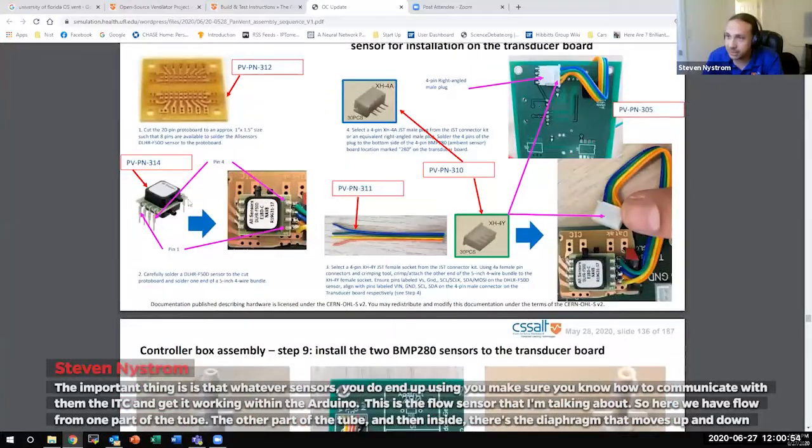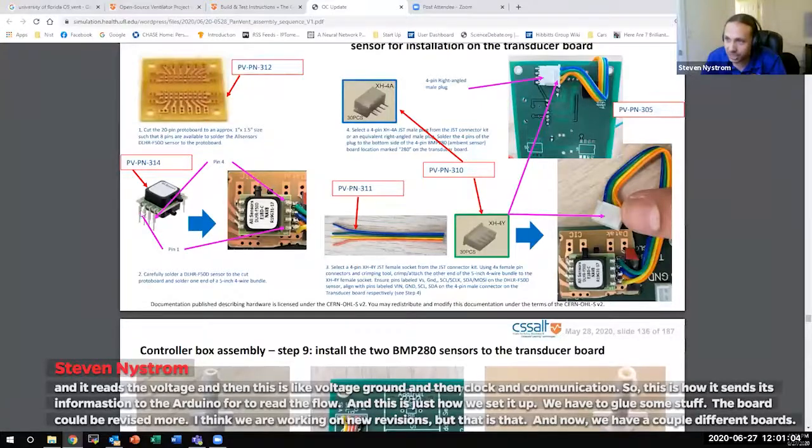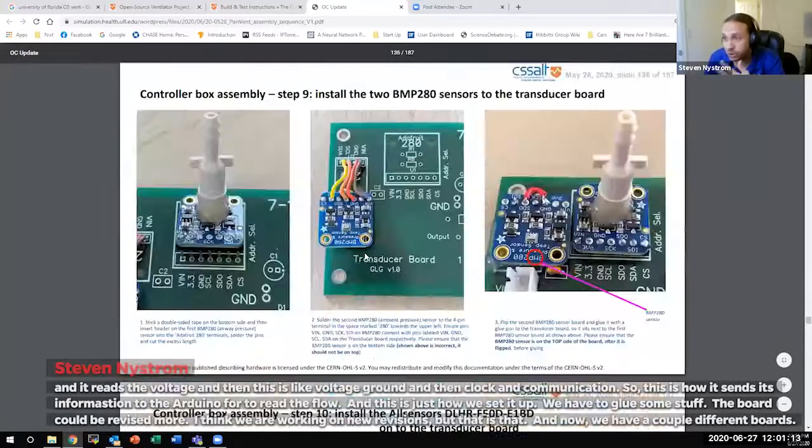This is the flow sensor that I'm talking about. So here we have flow from one part of the tube to the other part of the tube. And then inside there's the diaphragm that moves up and down, and it reads the voltage. And then this is voltage, ground, and then clock and communication. So this is how it sends its information to the Arduino for it to read the flow.